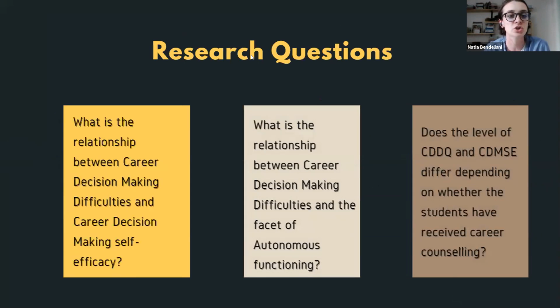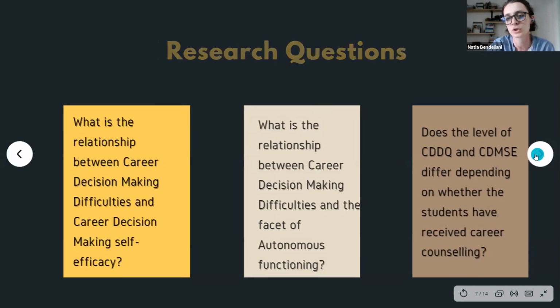What is the relationship between decision-making difficulties and decision-making self-efficacy? And what is the relationship between difficulties and the 3 facets of autonomous functioning? And does the level of difficulties and efficacy change whether students have experienced career counseling or not?